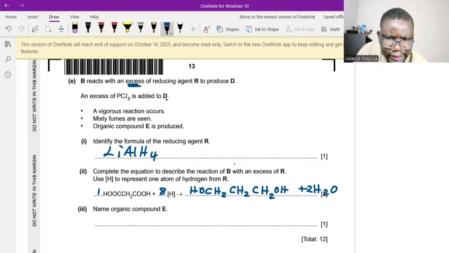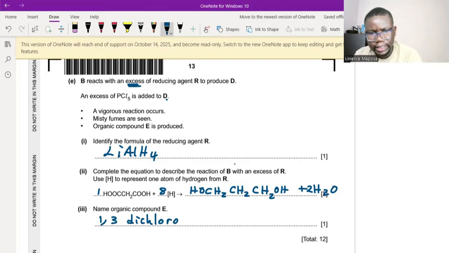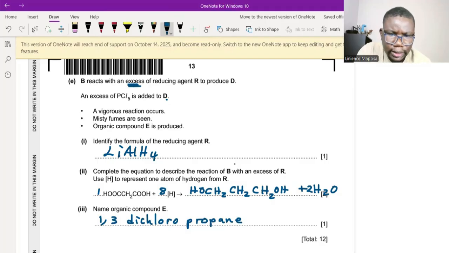Name organic compound E. Organic compound E is produced when we react with PCl5. How many carbons do I have? 1, 2, 3. So that's going to be 1,3-dichloro, because the chlorines will replace the OHs. So one at the one end and the other one on the other end. So 1,3-dichloropropane. 1, 2, 3, yeah, propane. Okay, that's that.